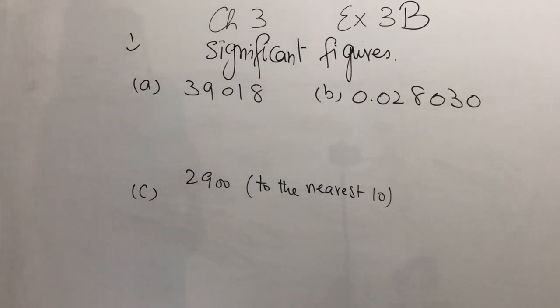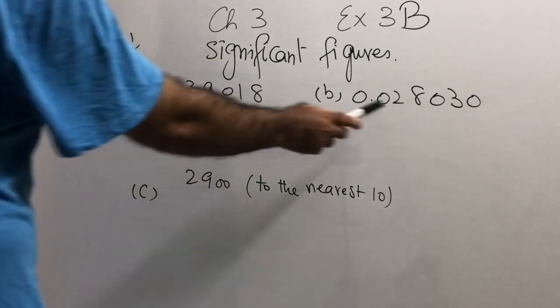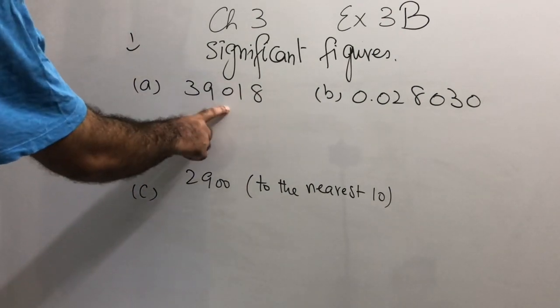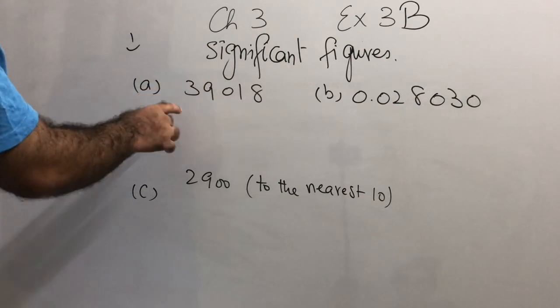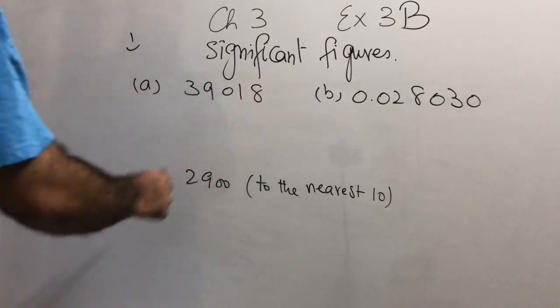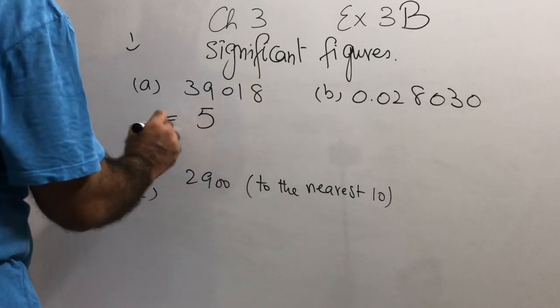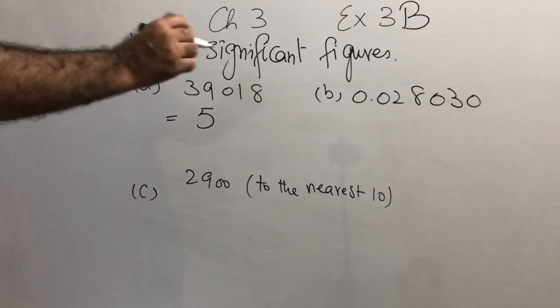Question number 1 says, state the number of significant figures in each of the following. This is part A, part B, part C, we need to tell the number of significant figures. Okay, the rule is that any zero in between is also significant. So we will count 1, 2, 3, 4, 5. These are 5 numbers. So the number of significant figures is equal to 5. Okay, this is the answer for part A.